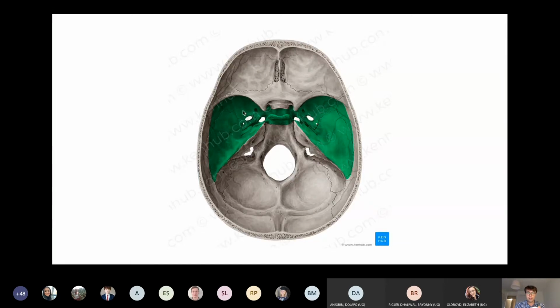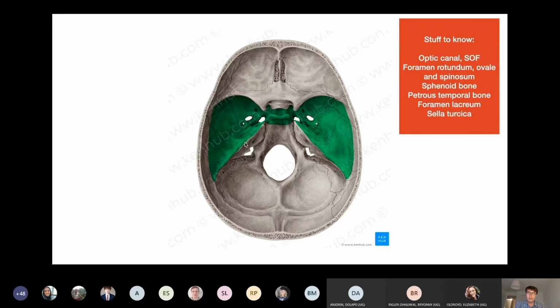It's mostly the sphenoid bone, but there's a little bit of temporal bone, a little bit of parietal bone as well, thrown in for good measure at the back here. And there's lots of holes you need to know. We're going to deal with the holes in turn, but what I want to draw your attention to right now is this central structure here.